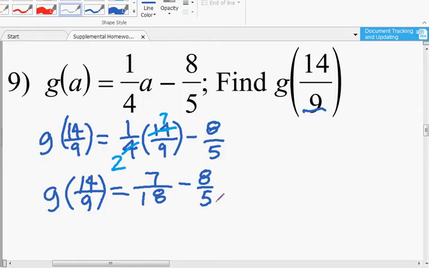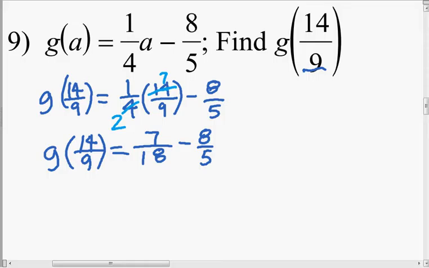I've got a big challenge now. I have different denominators, and I cannot add or subtract different denominators. I have to make the denominators the same. So I am going to think about what factors I have. The only way I can multiply to get 5 is 1 times 5. I cannot multiply by 5 to get 18. I can multiply by 3, I can multiply by 2, I can multiply by 6, I can multiply by 9 to get 18, but I cannot multiply by 5.